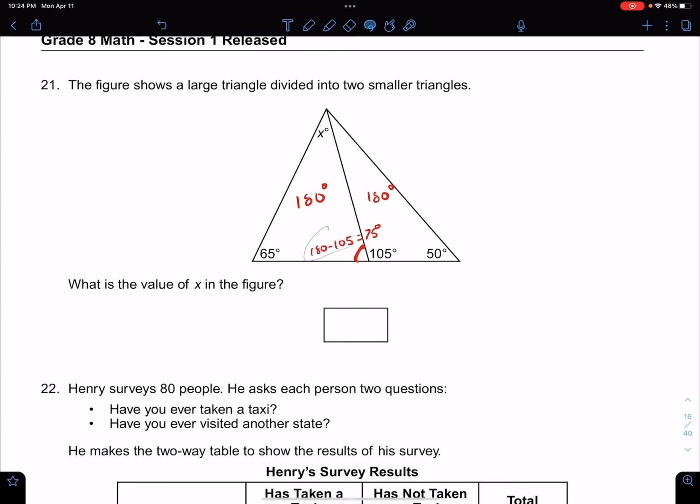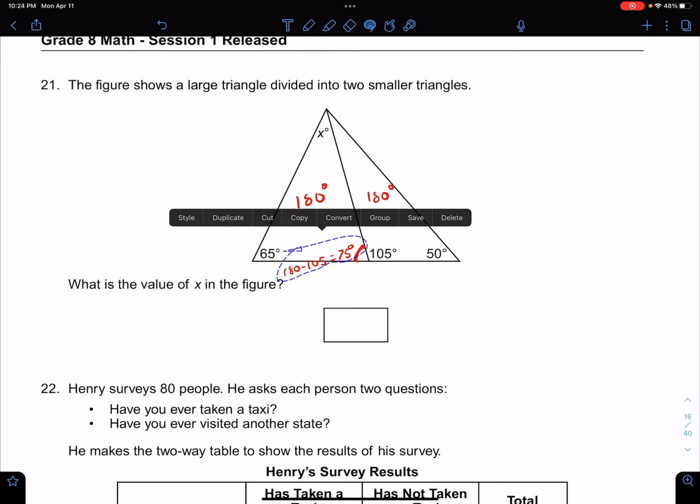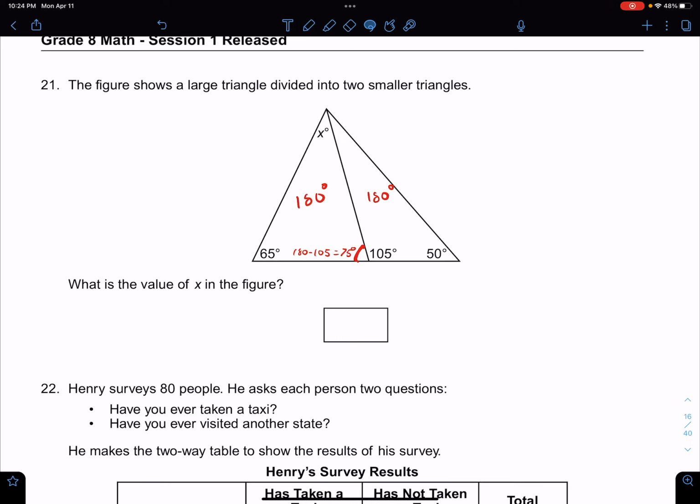Okay, so let me move that. So 75 degrees. But I know the whole thing is equal to 180 degrees. So I can say 65 plus 75 plus x is equal to 180. So all I do is put this into my calculator. So I'll do 65 plus 75, and that gives me 140 plus x equals 180.